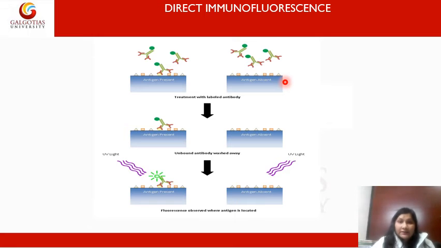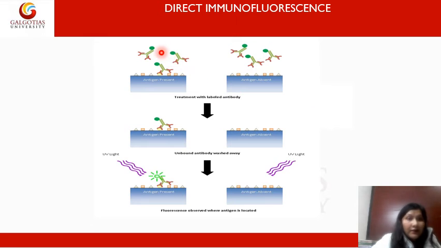Now let's understand direct immunofluorescence by using this diagram. You can see this is a microtiter plate on which antigen has been bound, and then we have added fluorescent coated antibodies. If the antigen complementary to this antibody is present in the microtiter plate, these antibodies will get bound to that particular antigen, and then we will wash our microtiter plate. Unbound antibodies will wash out.